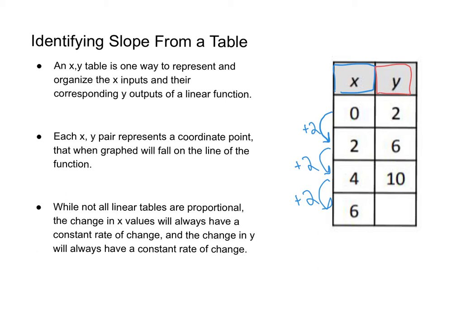What's happening for my Y's? From 2 to 6, my Y value is increasing by 4. From 6 to 10, my Y value is increasing by 4. So since this is a linear situation and our change in Y has to be constant, that means that I can find the corresponding Y. So when X is 6, that means Y has to be 14.